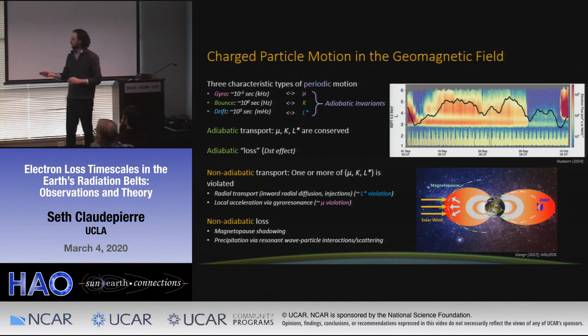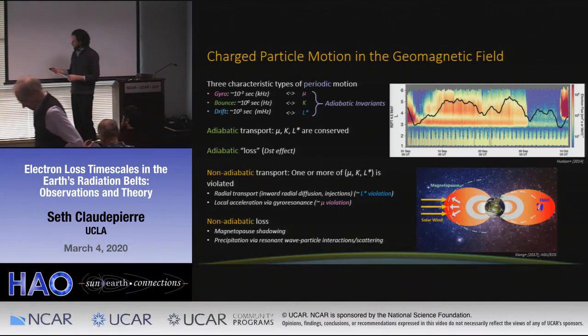I'll talk a little bit more about this, but this is what happens when you have violation of the first adiabatic invariant. You get a very rapid energization of the fluxes, and that is probably what's occurring out here, where we have this really, really rapid enhancement of the outer belt at this later time. Those are acceleration or transport processes. We also have loss processes that occur within the radiation belts.